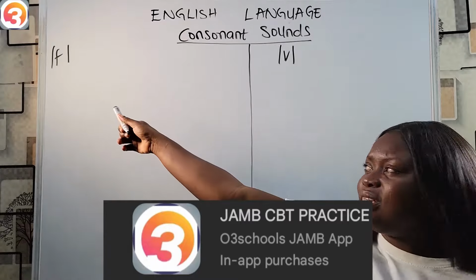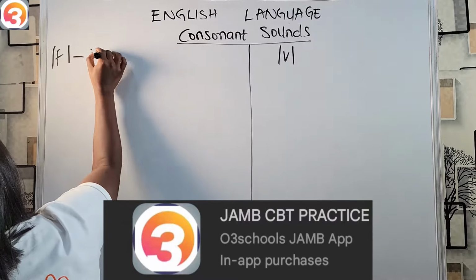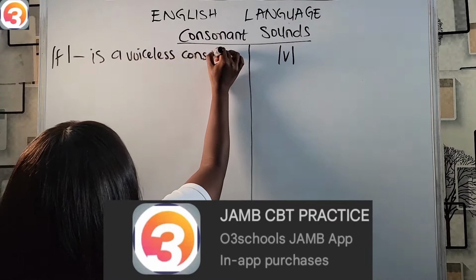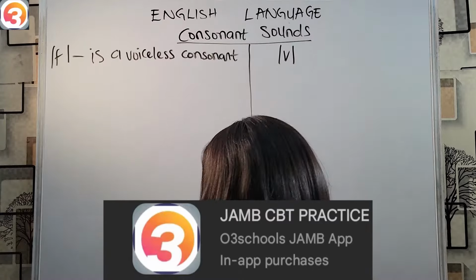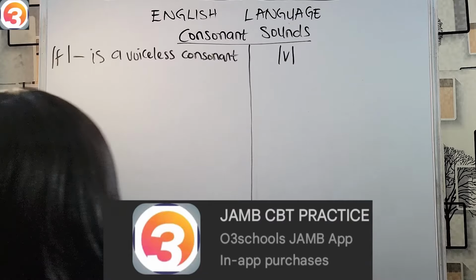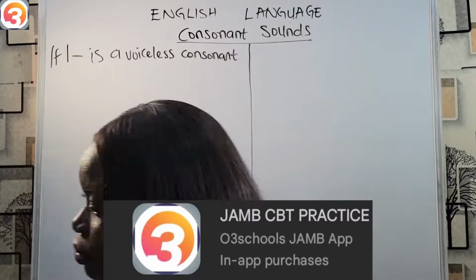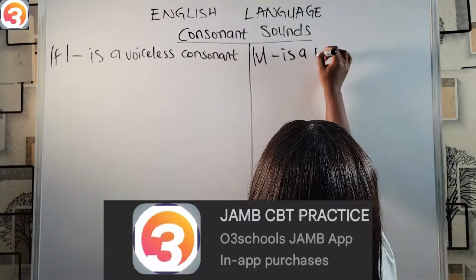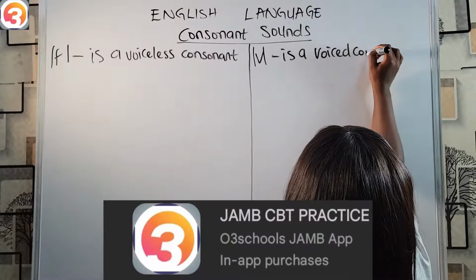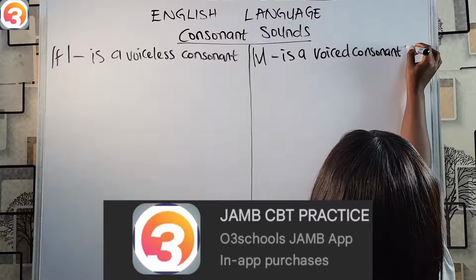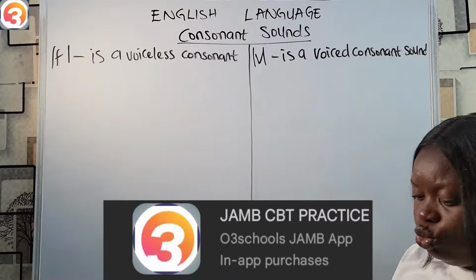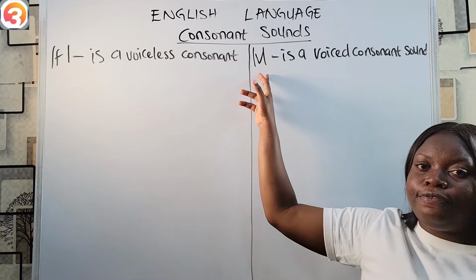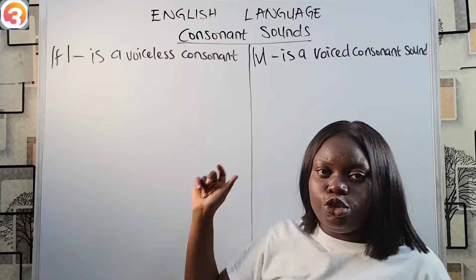Here, this is the voiceless sound. It is a voiceless consonant sound. While this one, let's write it very well, is a voiced consonant sound. You can pronounce them to note the vibration. Here we have /f/ and here we have /v/. You can see the difference when you pronounce them.